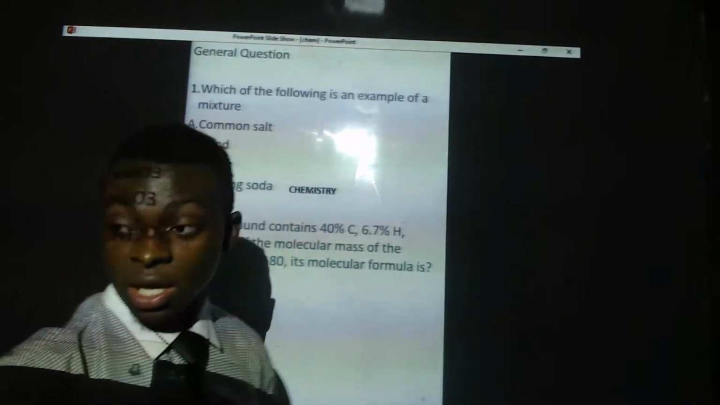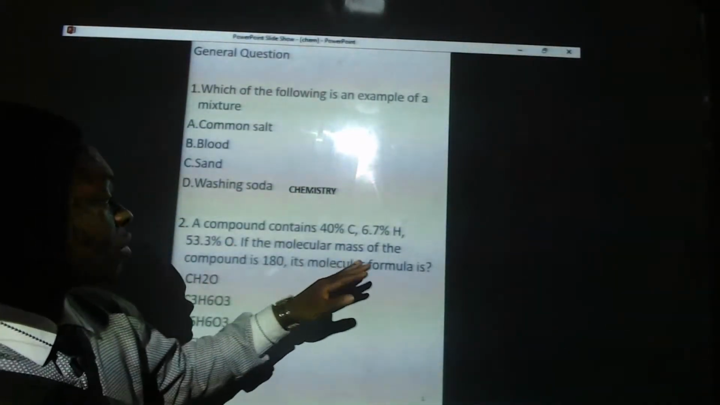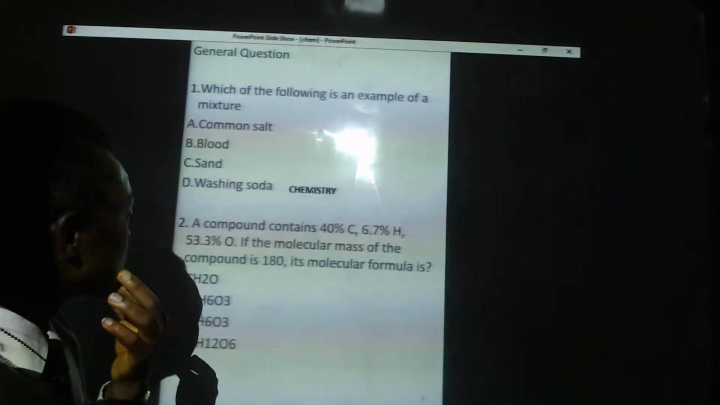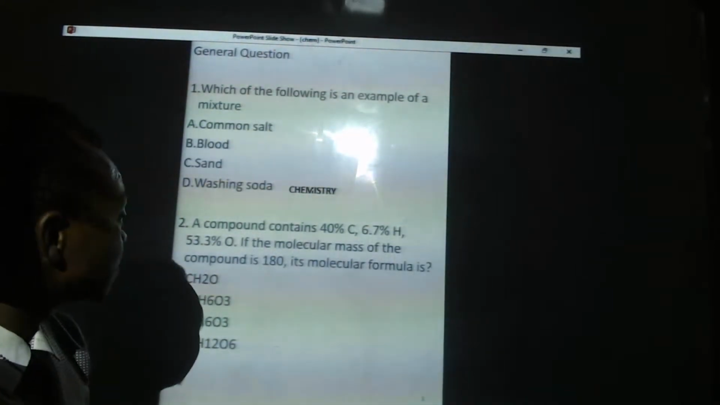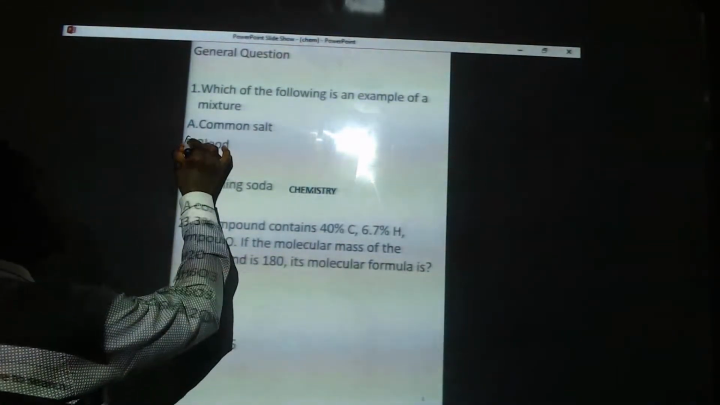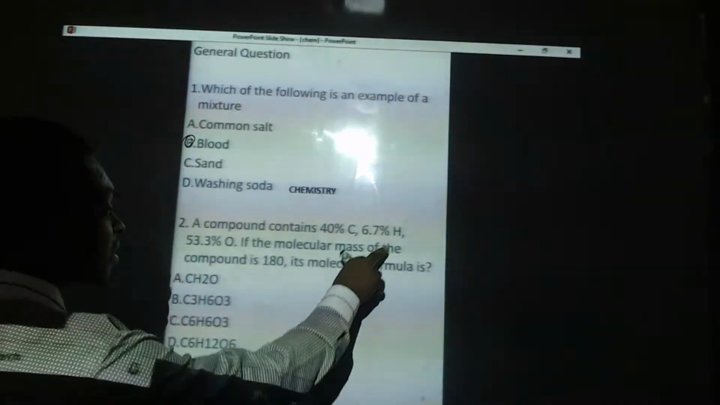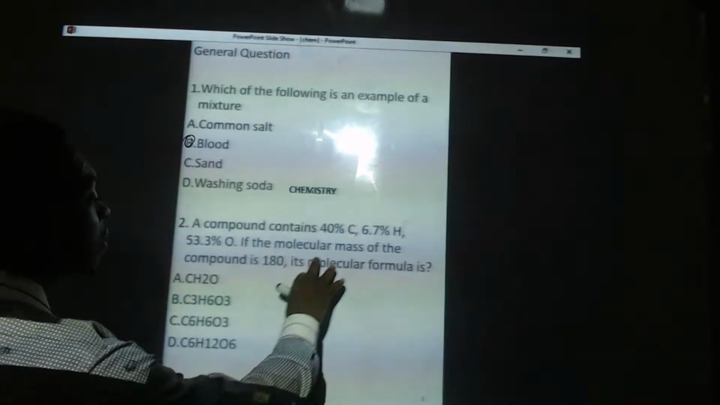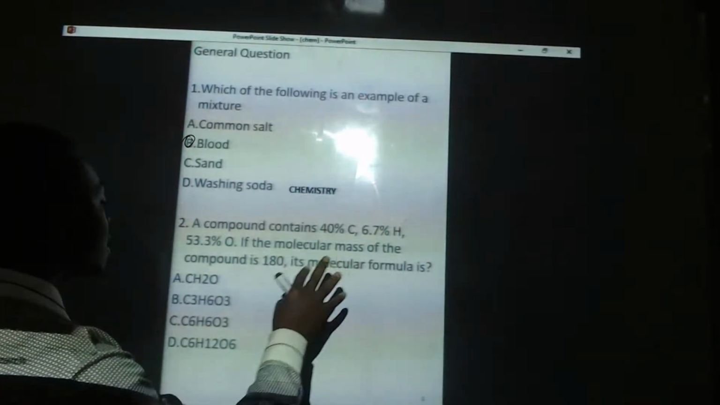Now, the second one is a chemical compound that contains 40% carbon, 6.7% hydrogen, 53.3% oxygen. If the molecular mass of the compound is 180, its molecular formula is what?